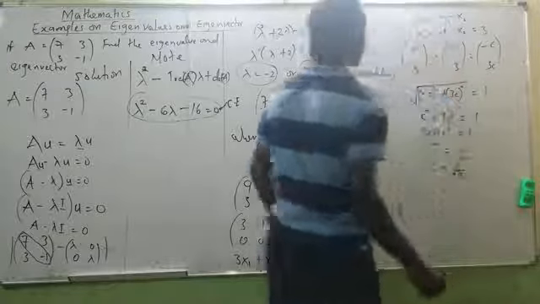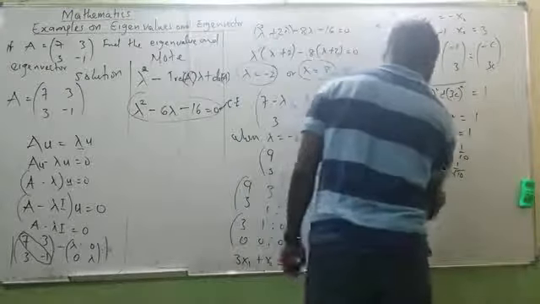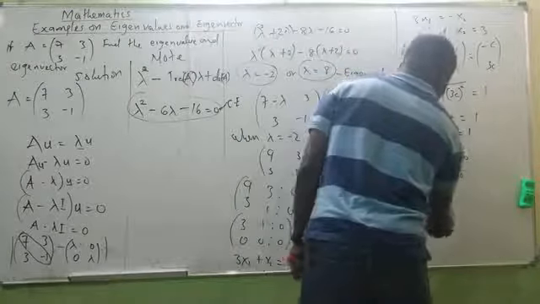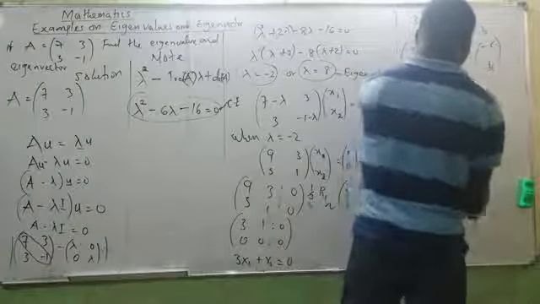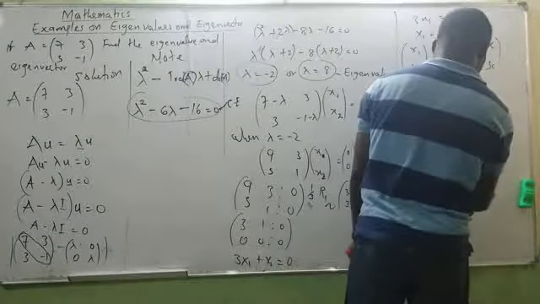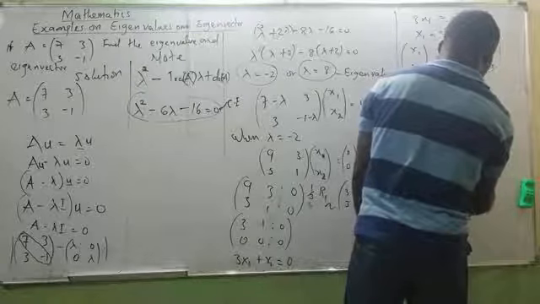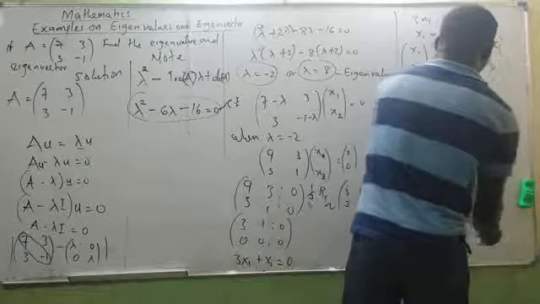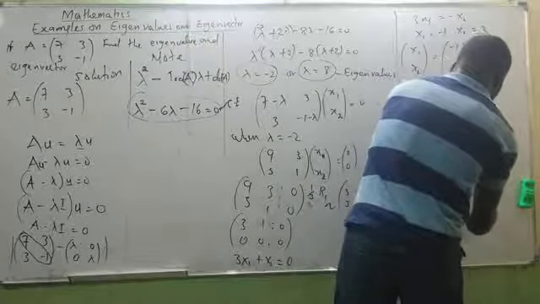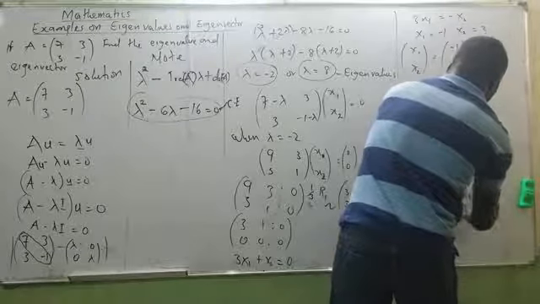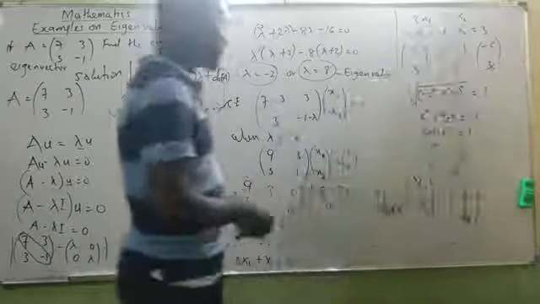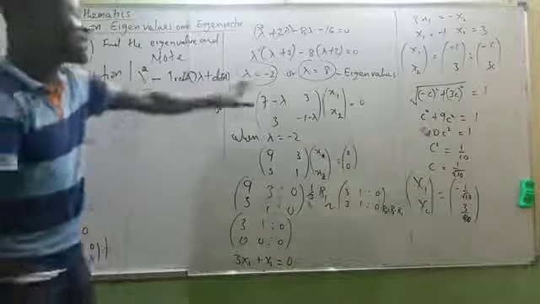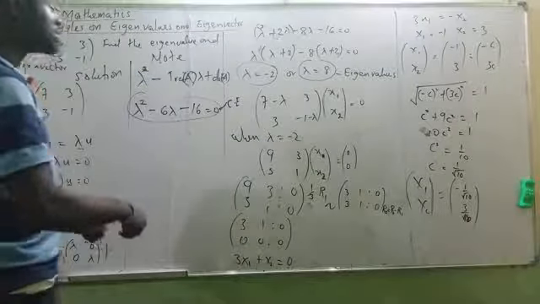Now, I will come back here, where I will be having x1, x2 equals to, what is my c, which I'll be having minus 1 all over root of 10, and 3 all over root of 10. That is my vector. Now, that is when my lambda equals 2. Now, I will do the same thing for what?